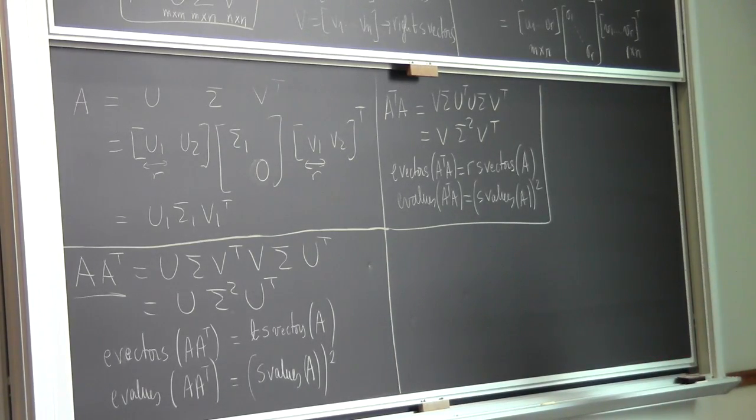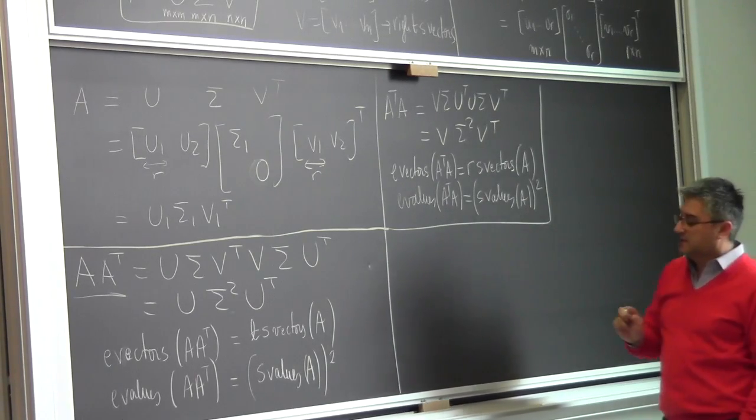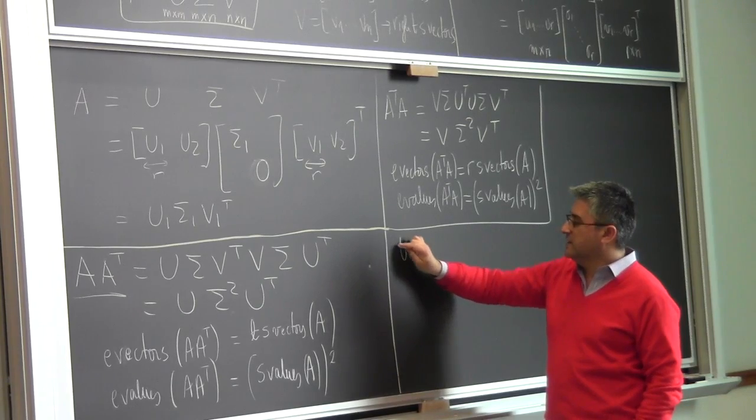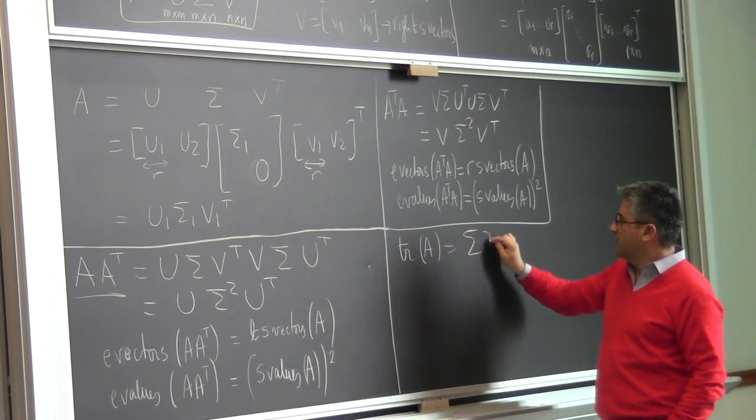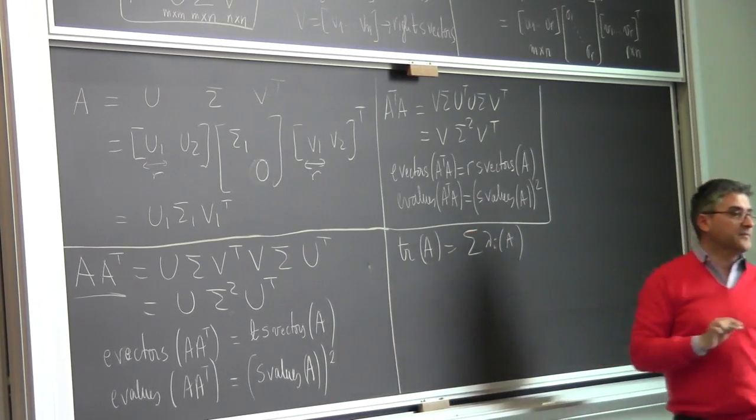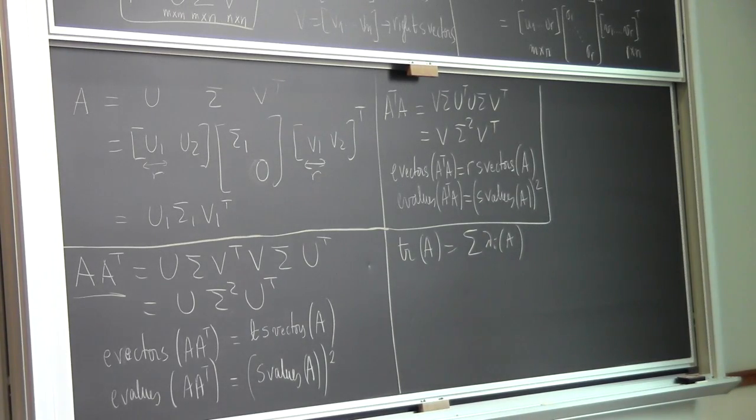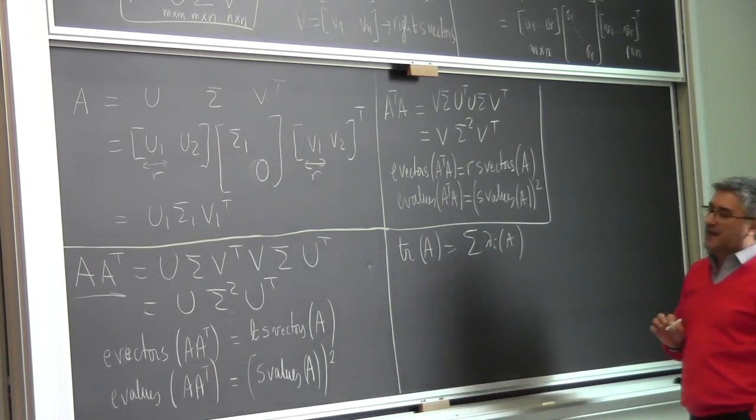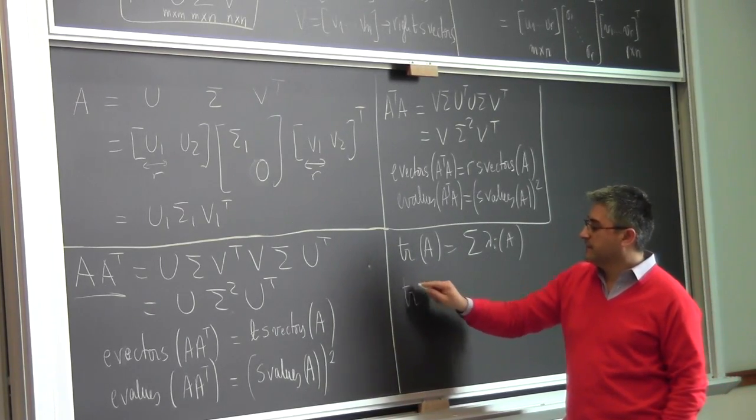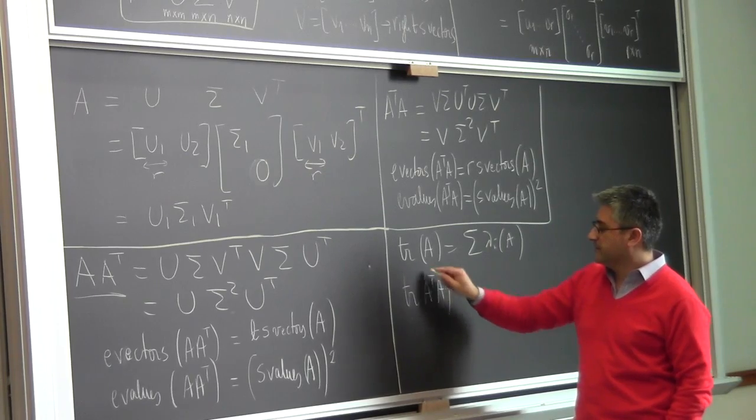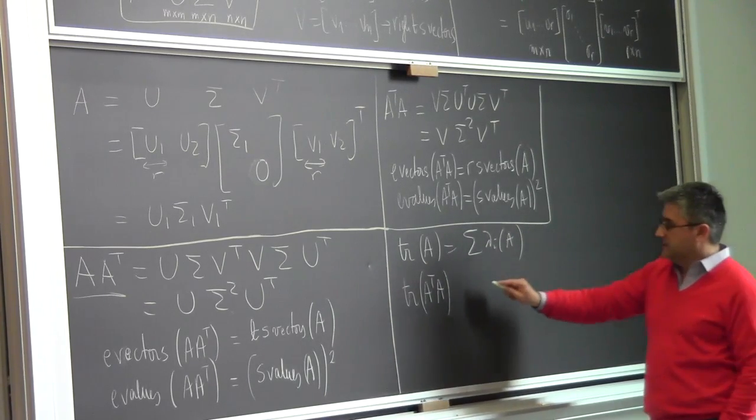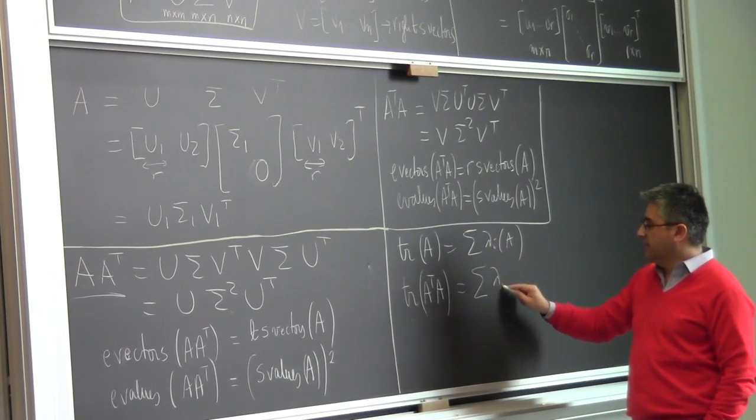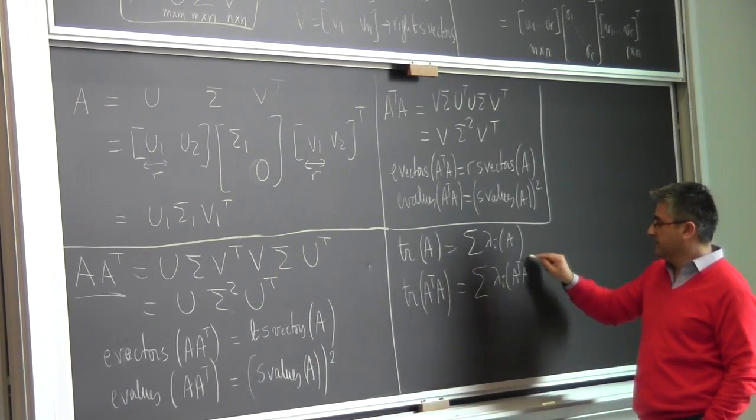The other property that I wanted to talk about is the following. We learned in the previous lecture that the trace of a matrix A is equal to the sum of the eigenvalues of A. Remember that? So let's apply that now to the trace of A transpose A. By this same property, this is just the sum of the eigenvalues of A transpose A.